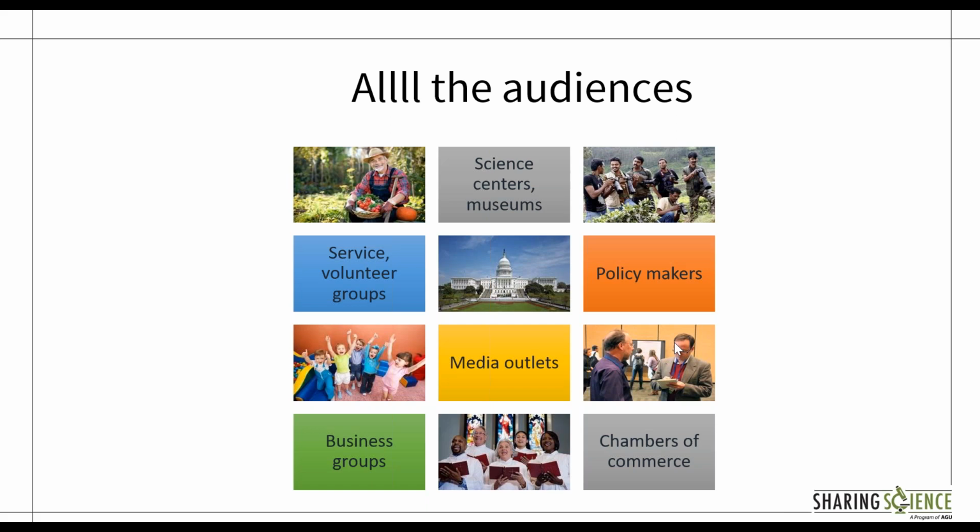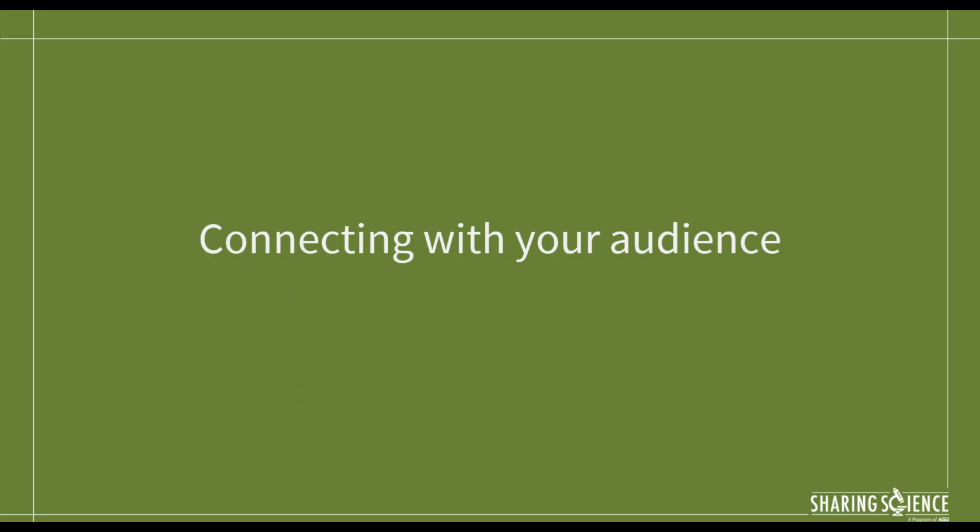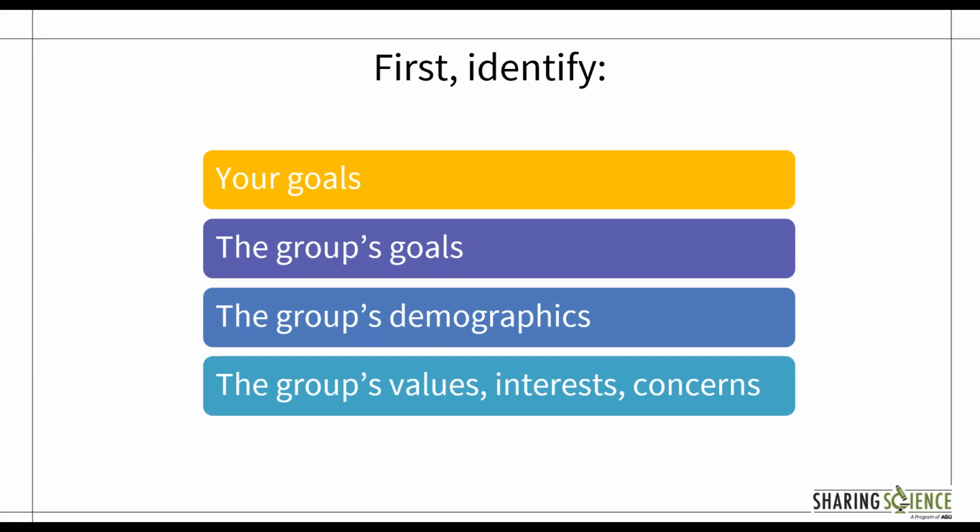So it's just incredibly important to think about who you're talking to so you know what your message should be. You should know what they care about, what their ideals are, what really matters to them. When you think about your audience, you want to be able to connect with them. So think about, what are your goals first? What do I want to get out of this? What do I want to do and why do I want to do it? But again, think about your group's goals too.